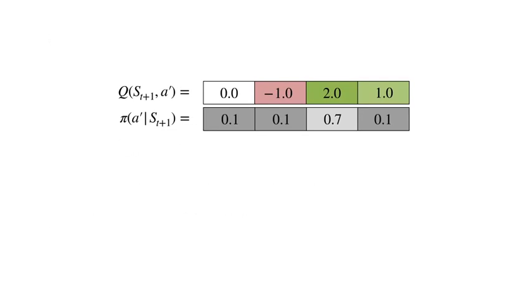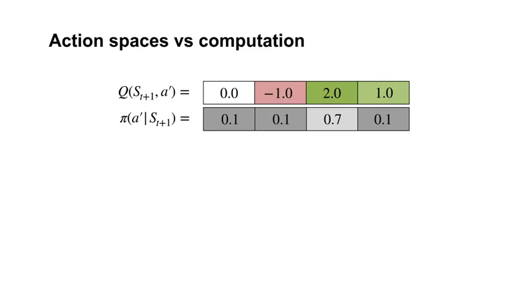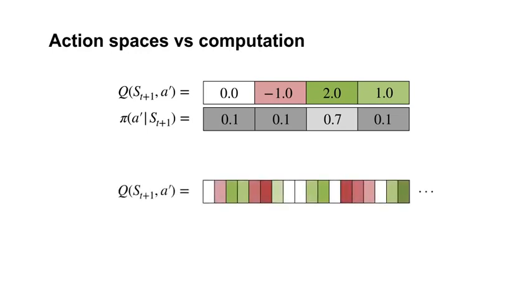The lower variance comes with a downside, though. Computing the average over next actions becomes more expensive as the number of actions increases. When there are many actions, computing the average might take a long time, especially since the average has to be computed every time step.